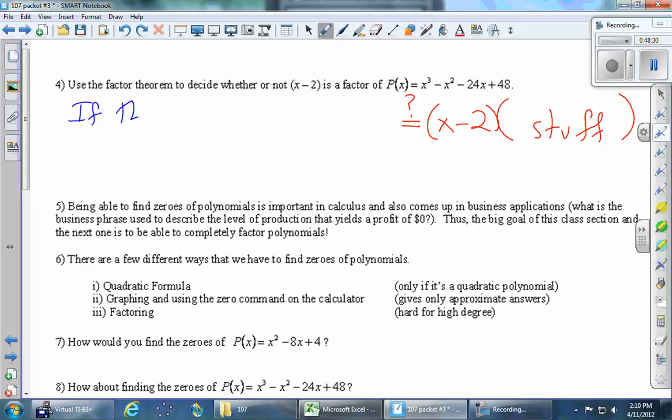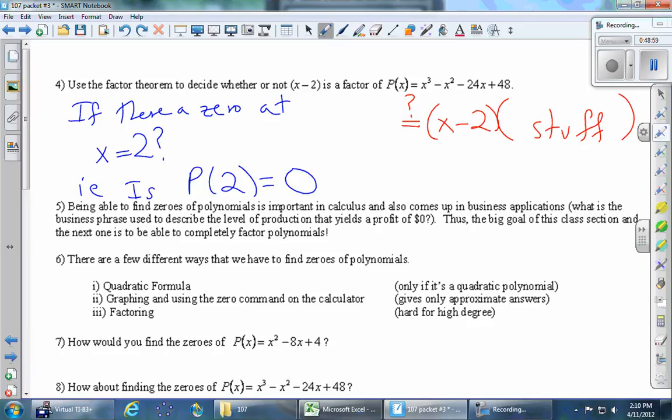Okay, so is there a 0 at x equals 2? That is the question. And so you can graph the thing, and maybe you're looking for an x-intercept at x equals 2, and if you find one, wonderful. This is reframing the question. What's the other alternative? Is p of 2 equal to 0? That's the question. Is that easy or hard to figure out if p of 2 is 0? Pretty easy. Plug in x equals 2. You're either going to get 0 or you're not.